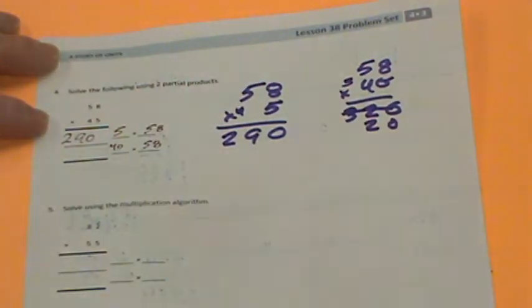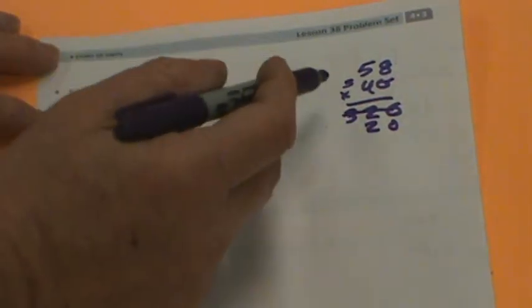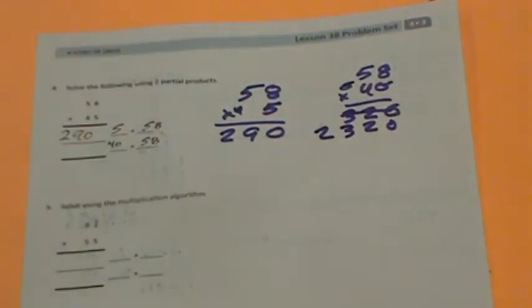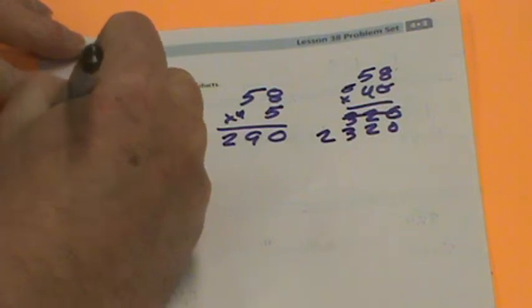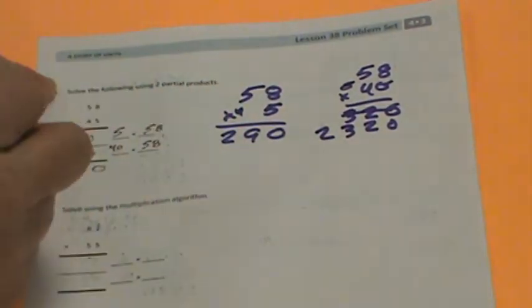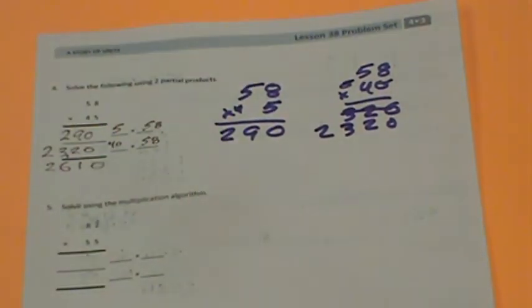Well, 5 times 4 is 20. But since we're dealing in 10 times 10s, it would be 20 hundreds. We add on these 3 hundreds, that makes it 23 hundreds. So there's our answer for that, 2,320. Okay, now we just add them up together. 0, 9, 10, 11, 3, 4, 5, and 6. So our answer is 2,610.